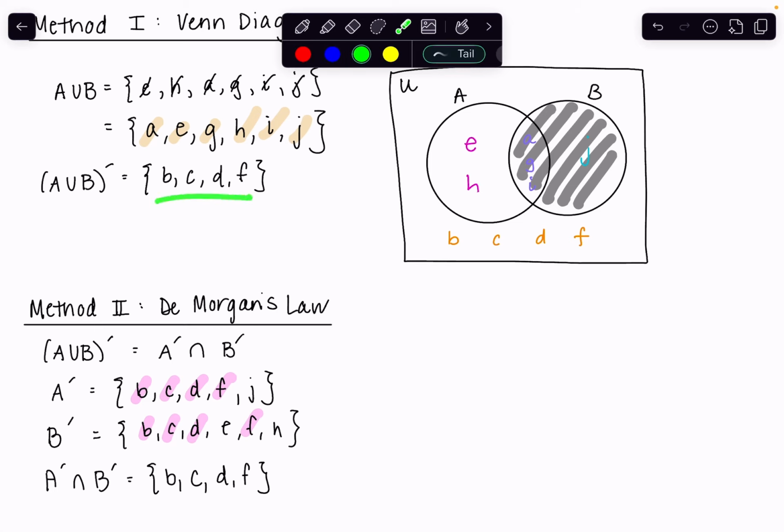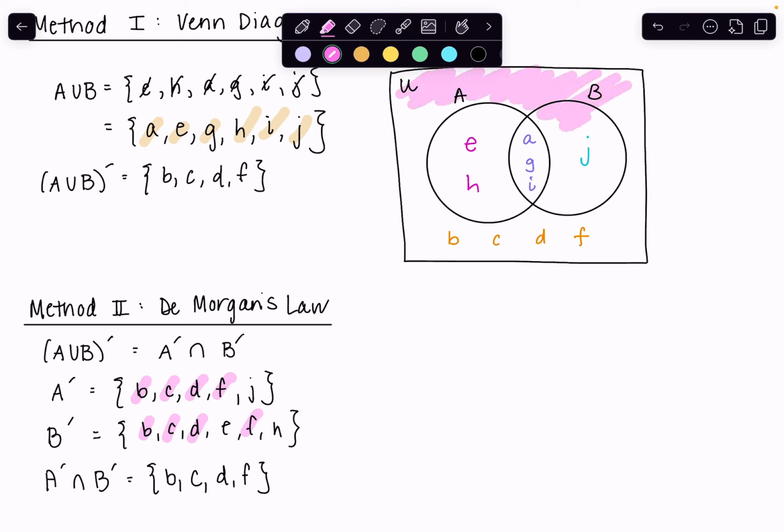So indeed, you end up with exactly the same thing, okay? If you want to do the shading, just to show you this, if you take A complement, that would be all of this stuff. B complement is all of this stuff. So when I take the intersection, it's just where the shading overlaps, which is only on the outside. So again, results in exactly the same thing.